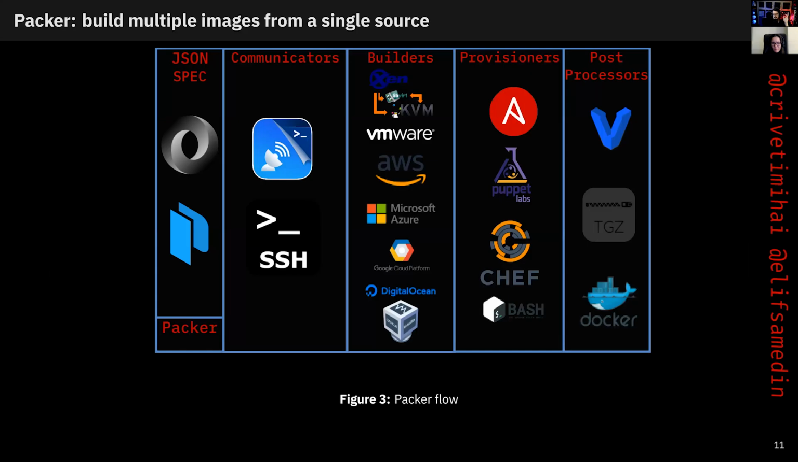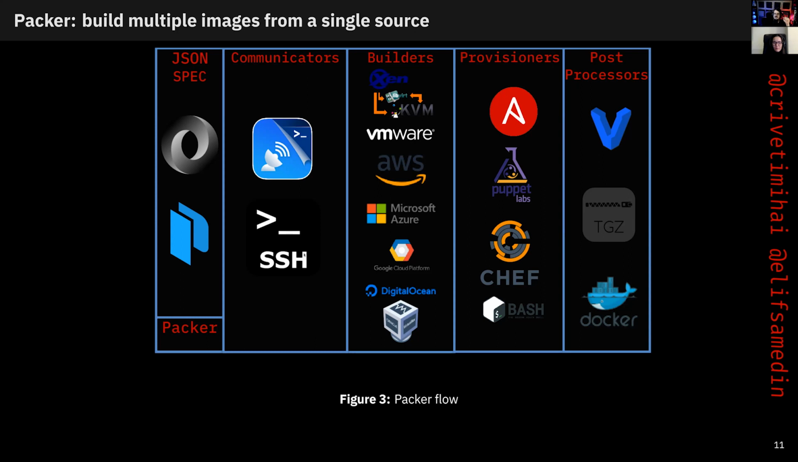So Packer starts with a specification here. HCL2 is also supported now, not just JSON. And you can create a specification where you have your builder, your communicator, your provisioner, and your post-processor steps. So think about it like this. In your specification, you say that the image is going to be built using QEMU or AWS builders.